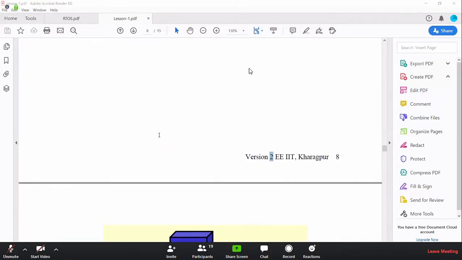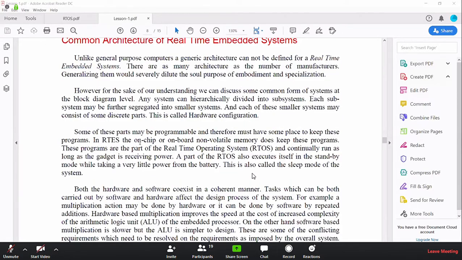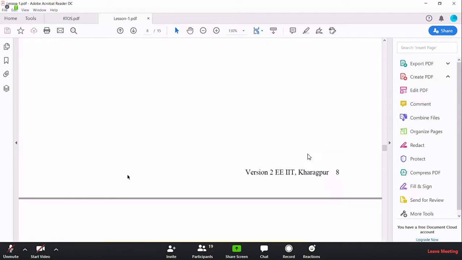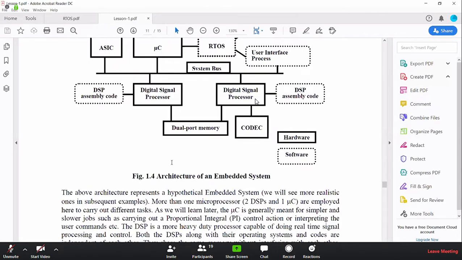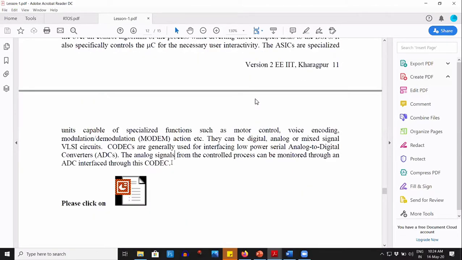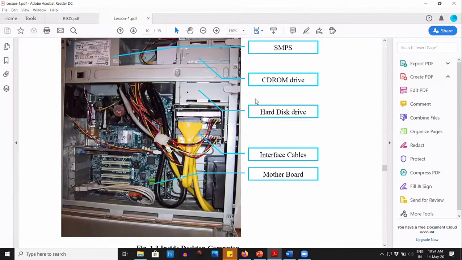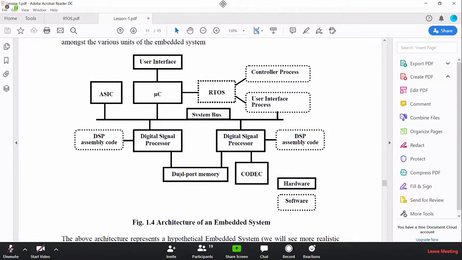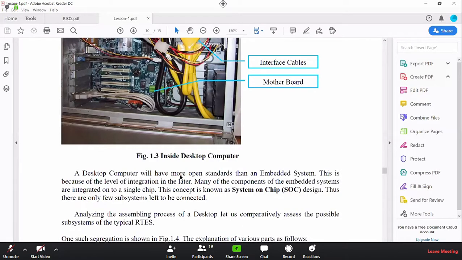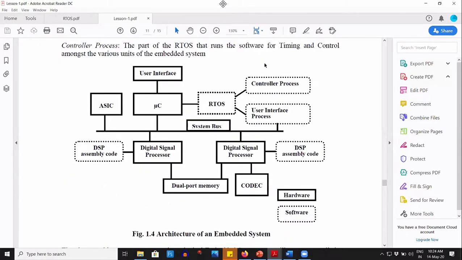You don't have to write everything. Just read through. Read from here and go till this point. Around 10 marks. Now I'll directly go to this part. Then only you will understand each component, then only you will understand this diagram. Architecture of an embedded system.